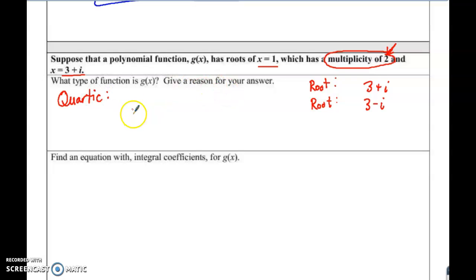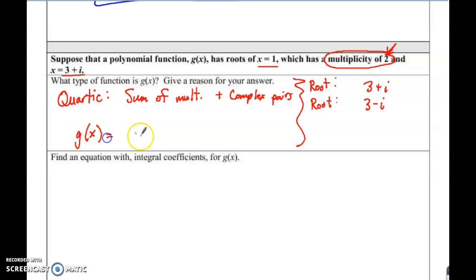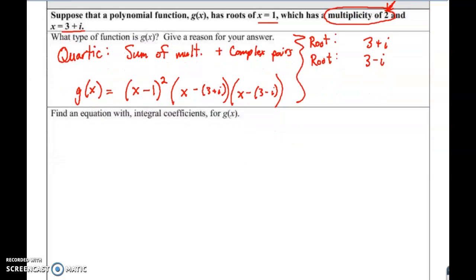Because again, your reason might be saying the sum of the multiplicities plus the pairs of conjugates, complex pairs. And I'll know exactly what you're talking about if you write that down. So what that means is for g of x, we have the factored form x minus 1 being squared, but then you also have the x minus, I like to put it in parentheses, 3 plus i, and x minus 3 minus i. I know students tend to want to distribute that, and I will explain why distributing is not always your friend.